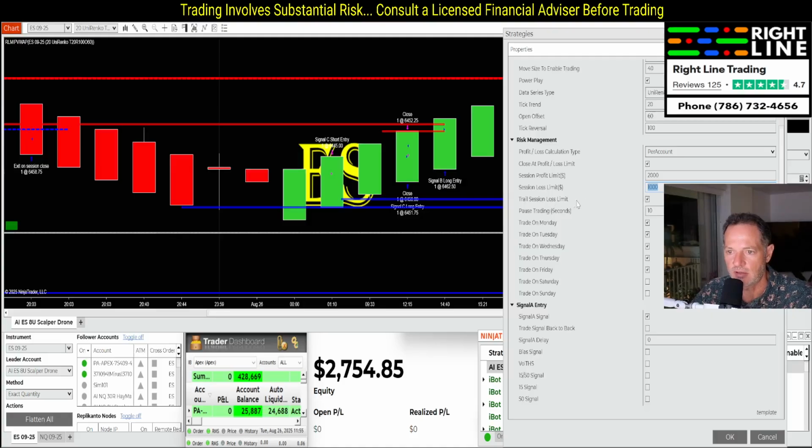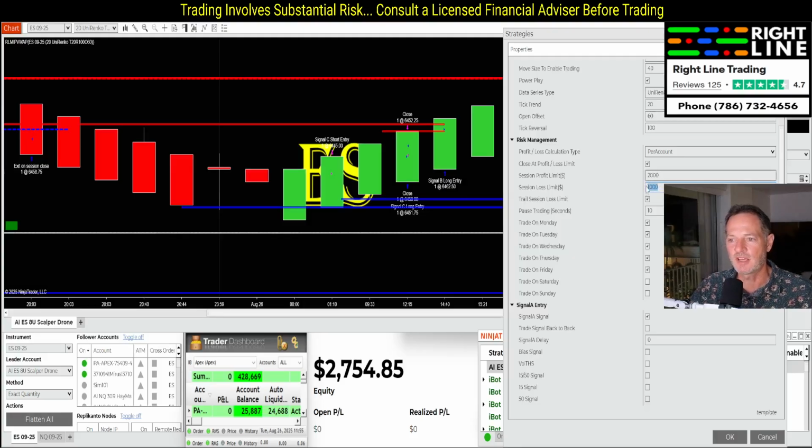Okay, trail the session loss limit. So right here, this one is like a trailing stop. If you go up in price, this one will follow along with you. So this follows right behind you. So if you go up to $1,000, you make $1,000, and you have this clicked, if you lose that 1,000, go back to 0, the strategy disables.